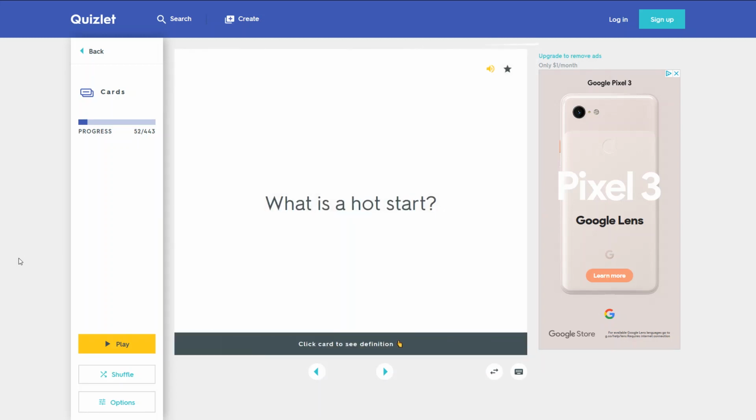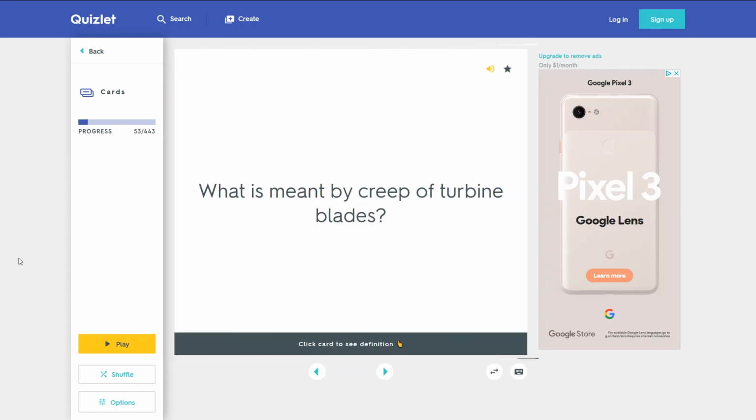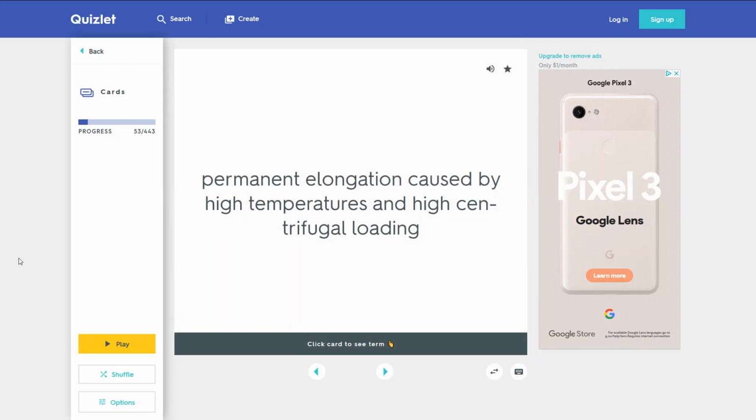What is a hot start? Ignition occurs, but internal temperature gets high enough to cause internal damage. What is meant by creep of turbine blades? Permanent elongation caused by high temperatures and high centrifugal loading.